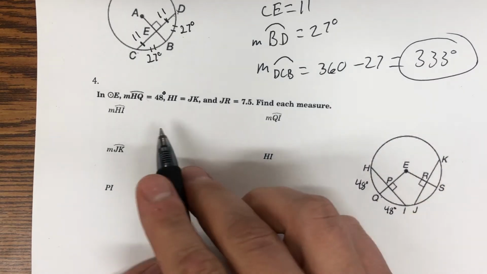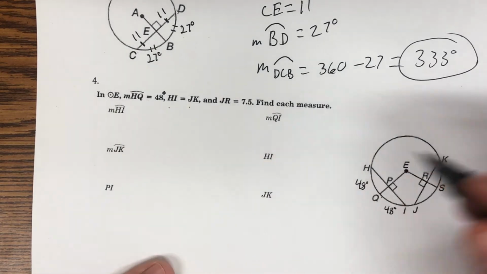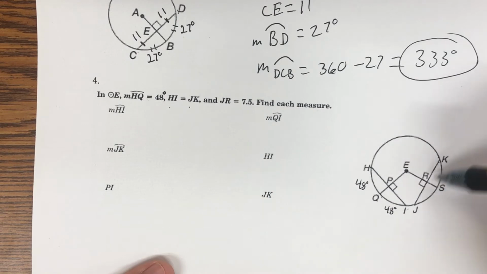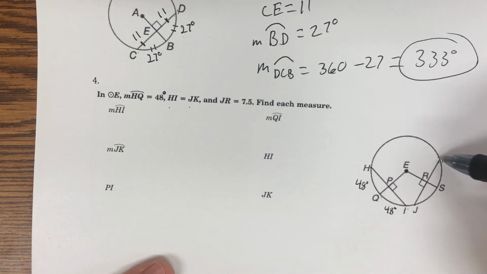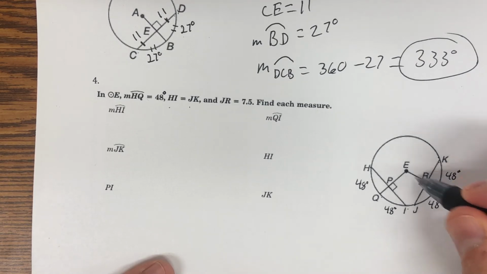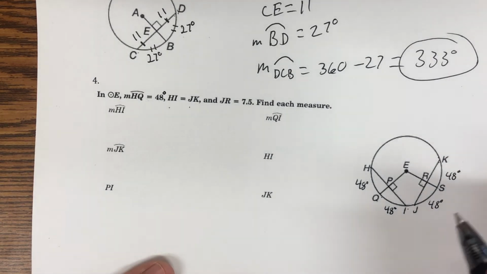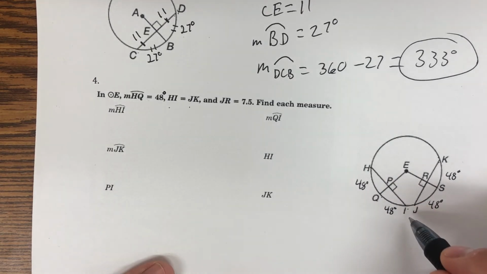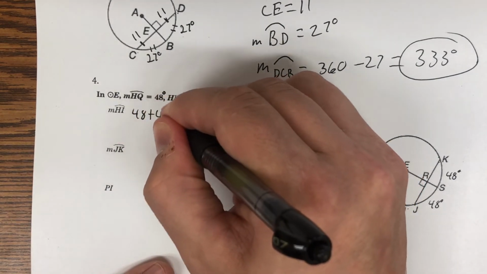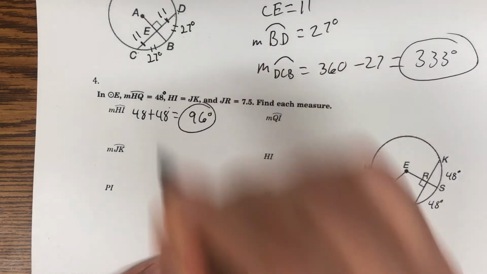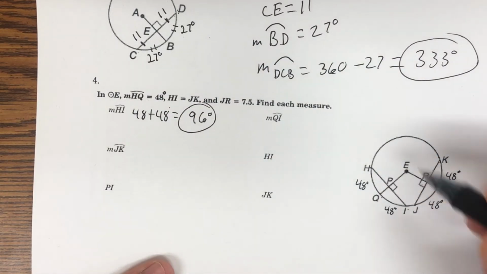All right, next thing that I know, HI is equal to JK. HI, JK, those are congruent chords. So if these two chords are congruent, that means their arcs are congruent. So that would have to mean that JS is also 48 and KS is 48 because this chord was also perpendicular to the radius. So it is cut in half. All right, let's fill in what we know. HI, 48 plus 48. 48 plus 48 is 96. Got it. Next step, QI, we already labeled it, 48.